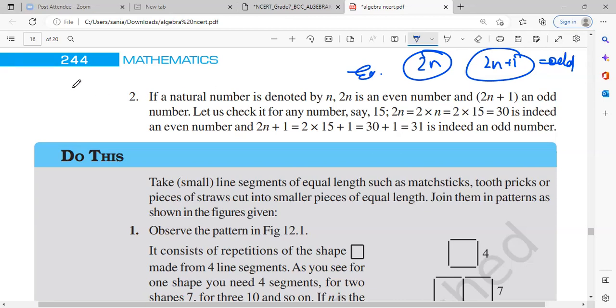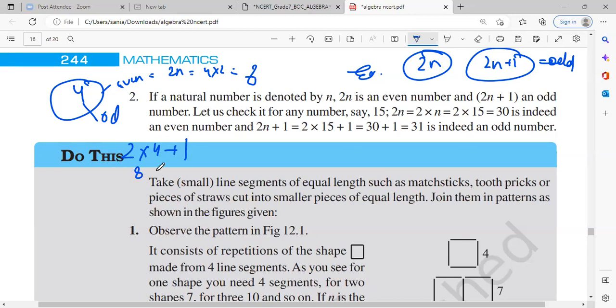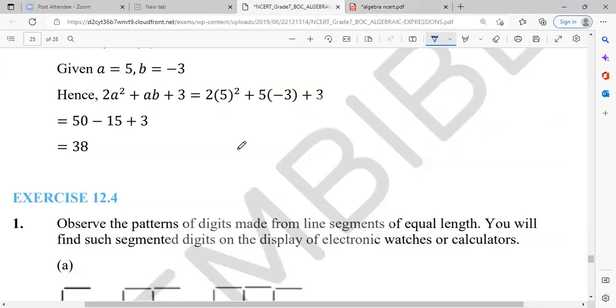For example, I gave you 4. I said to make this even, so how will you make it? 2n, 2 into 4, ma'am, 8. And if I say to make it odd, you will do 2 multiplied by 4 plus 1. So it is 8 plus 1, which is 9. Clear? Yes. Okay.